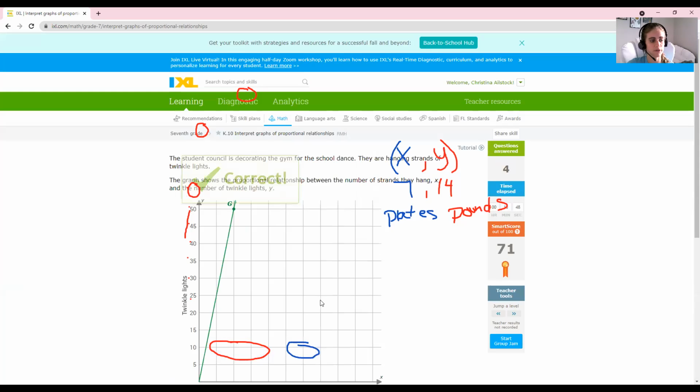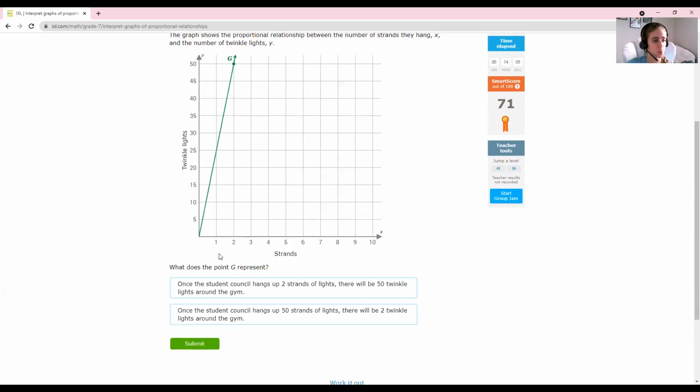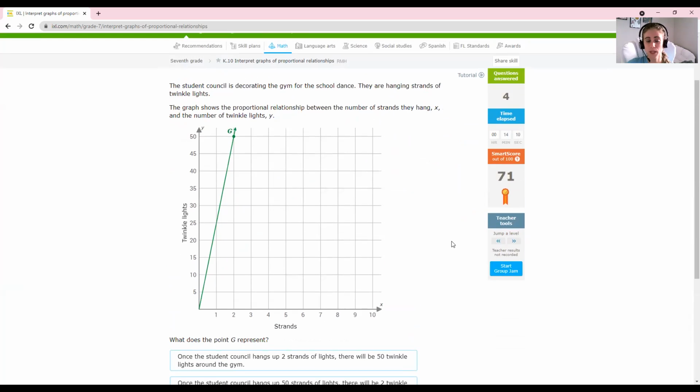Let's do one final problem, all right? The student council is decorating the gym for the school dance. They are hanging strands of twinkle lights. The graph shows the proportional relationship between the number of strands they hang, X, and the number of twinkle lights, Y. And we want to know what point G represents. All right, once again, we need to find the ordered pair first, as well as interpreting what it means.